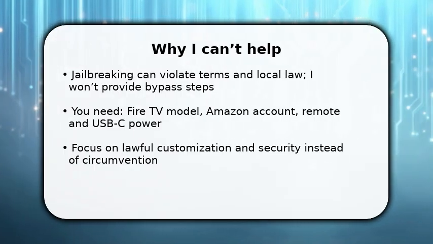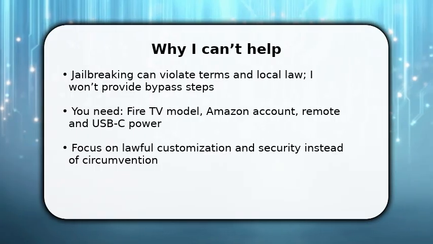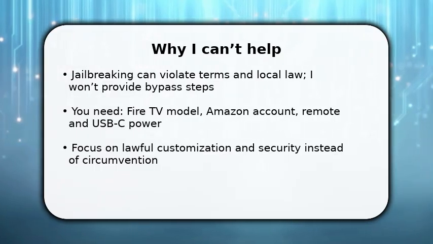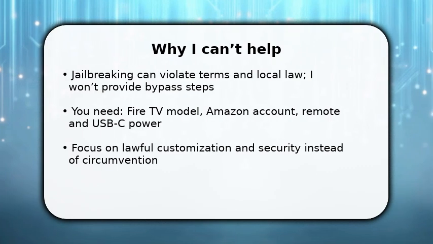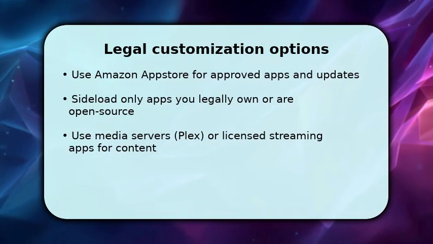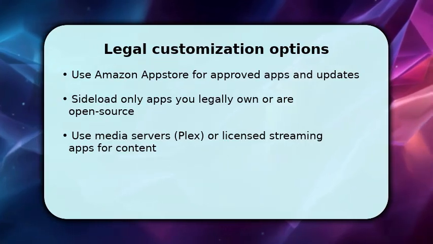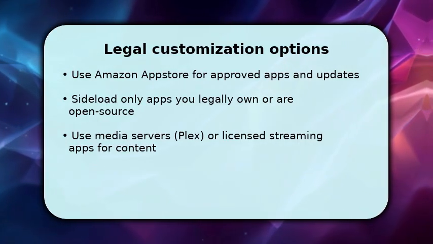Once done, decide which legitimate apps or official sideloaded apps you need and why. Make sure to back up any important settings and understand developer options only for lawful installs. Once you accept boundaries, pursue legal customization. Install from the Amazon App Store for automatic updates and compatibility.